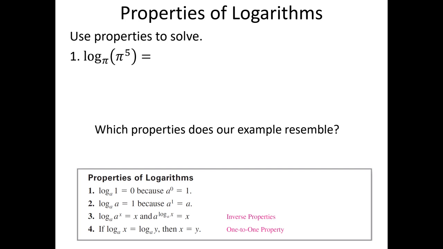Use properties to solve this log. Log of pi to the fifth, okay? Which property does this example resemble, okay? So I don't know about you, but what I can see is, again, this is my inverse property, that I have something of a base a to the exponent, which is what I have here. I have a base of pi, then I'm inputting pi. So what's going to be my answer in my inverse property? The answer is x, but x in my example here is 5, right? So that's what's going to be my answer, 5.